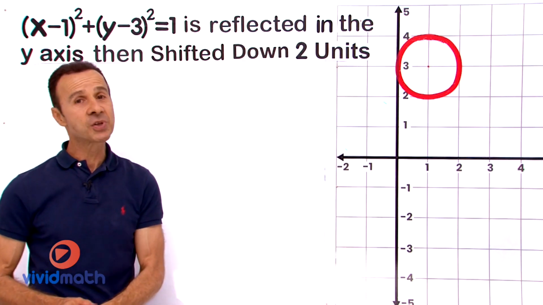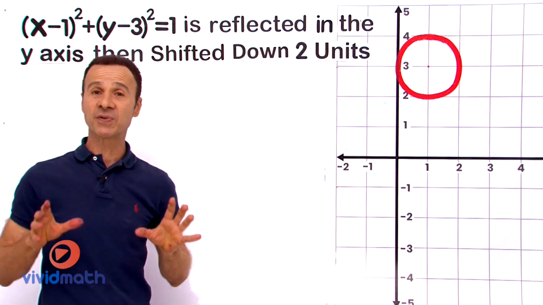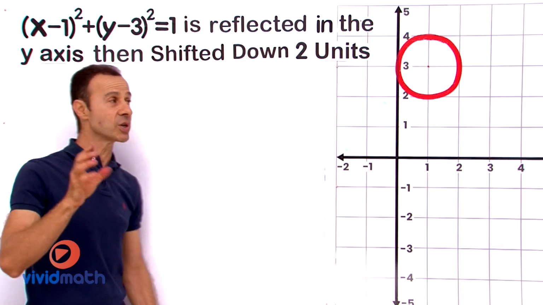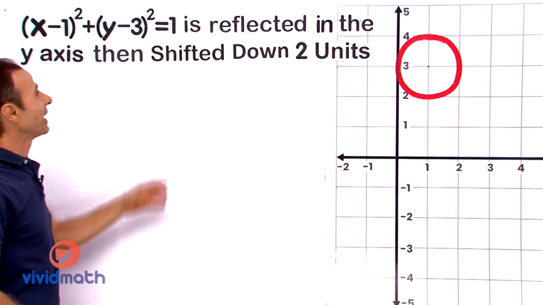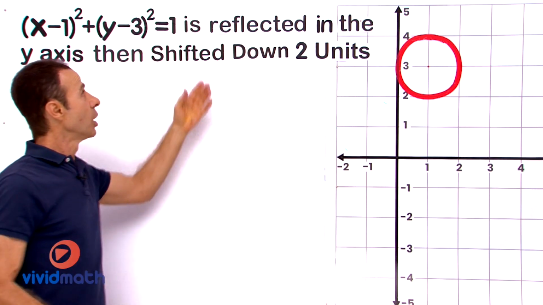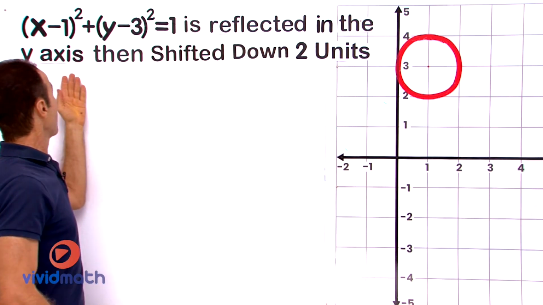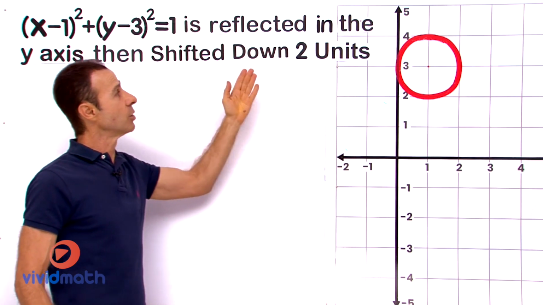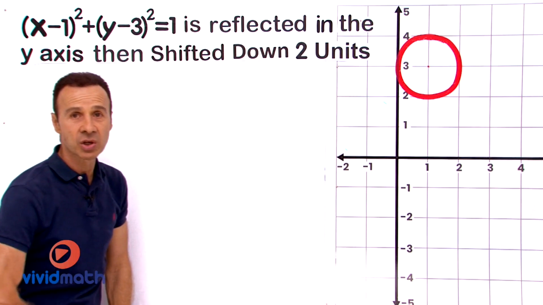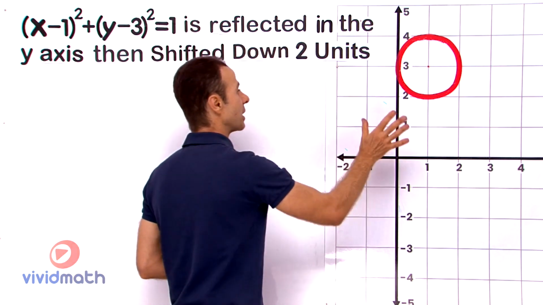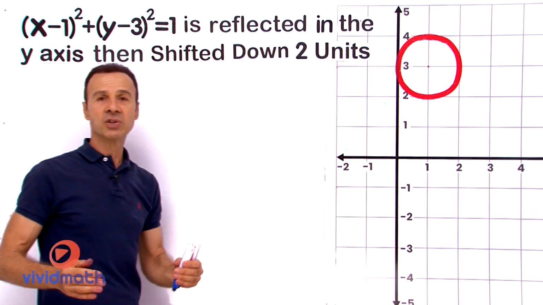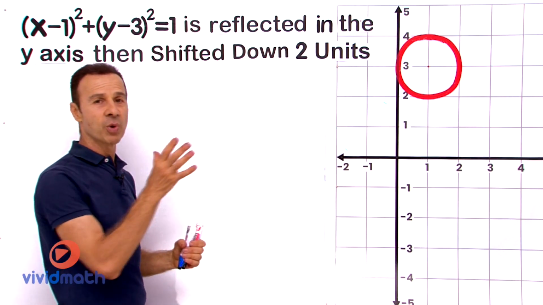Okay, in this video episode, I'm going to show you how to do a couple of transformations to a circle. The question goes as follows. (x - 1)² + (y - 3)² = 1 is firstly reflected in the y-axis, then shifted down 2 units. We're going to work it out mathematically here, and then we're going to confirm it up here on the diagram so you can gain more clarity.